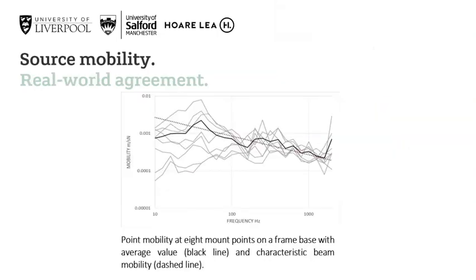And returning once again to a measurement condition, we can see that our average mobility, taken from an average of 8 measurement locations on a frame base, follows the curve of the infinite beam, which is our dashed line, pretty well.